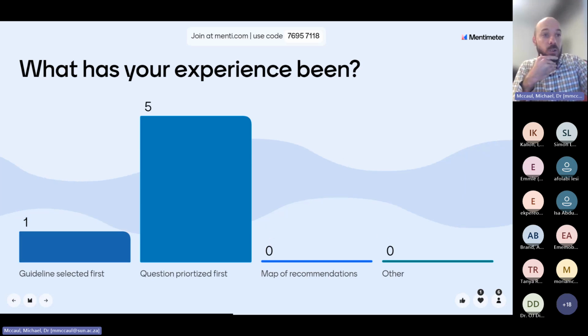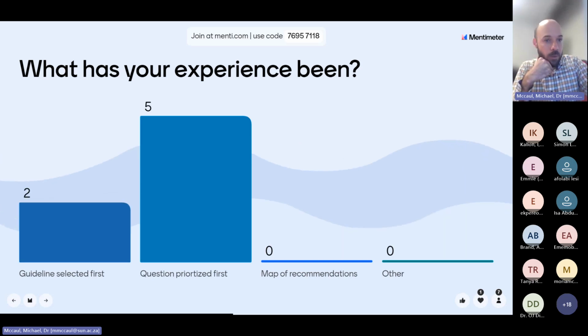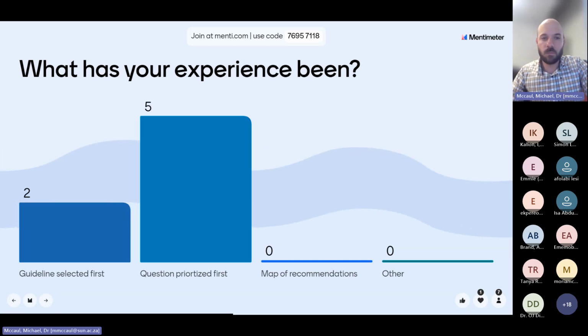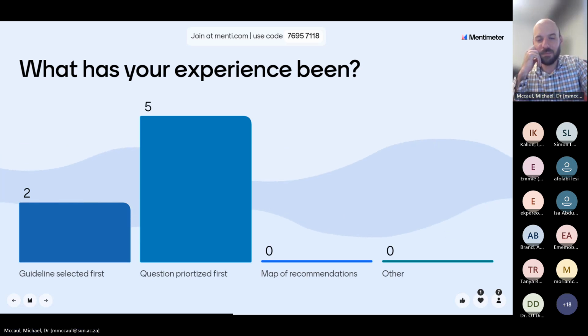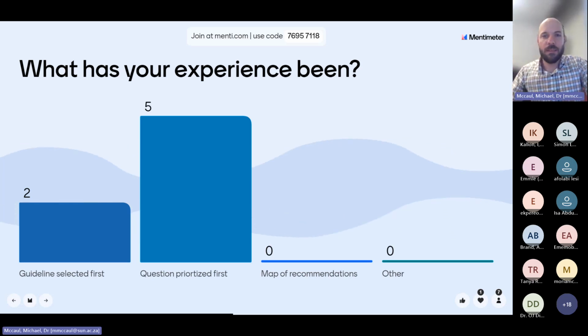I see someone's used guidelines selected first. A couple. That's great. Would love to hear more about that in the chat. Maybe you can tell us a bit of what guideline did you use? Was it easy? Was it difficult? Let us know.